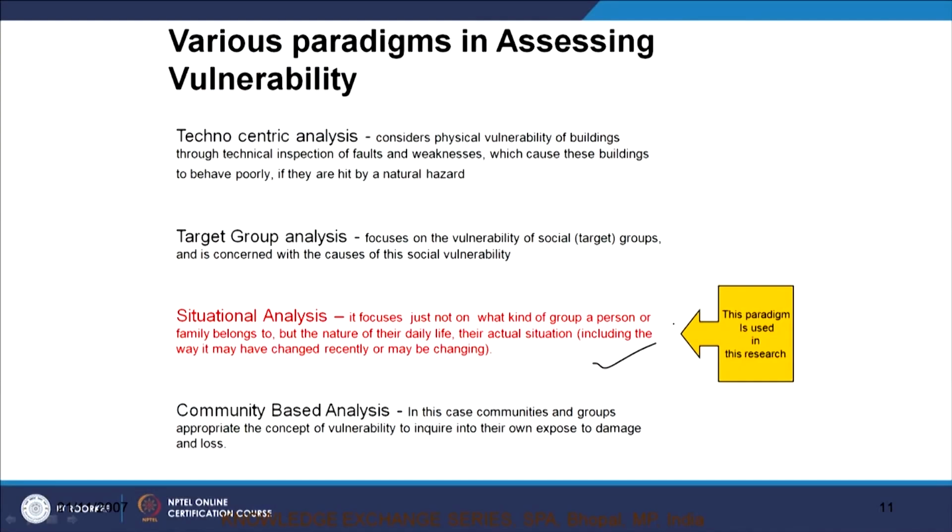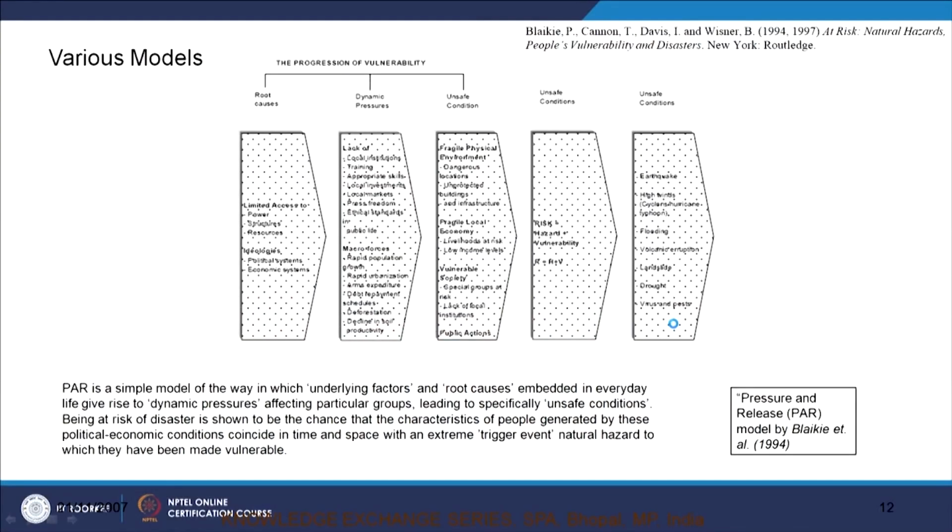But in my research, because I was a single person handling it, and understanding the change, especially the culture, when we talk about the transformation from the pre-disaster to the post-disaster context, how it is changing, and how the response situation is, that is where I looked at the situational analysis. There are also other models, which I can just briefly mention: the pressure and release model of Blaikie, Terry Cannon and Davis.